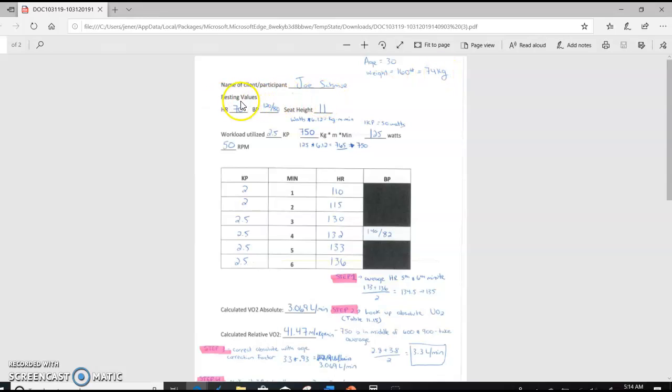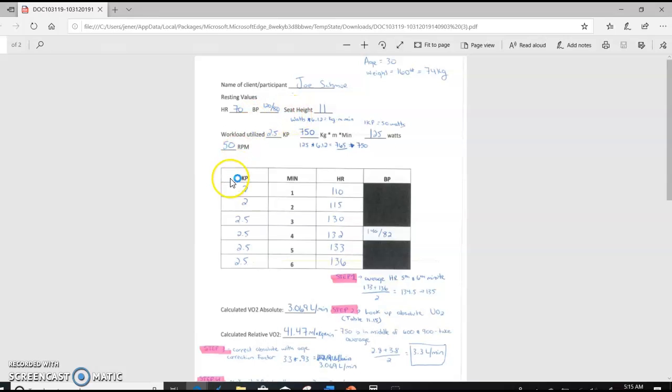We took his resting values while he was sitting on the bike without pedaling. His heart rate was 70. His blood pressure was 120/80, and the seat height, which you can see looking at Joe from the front of the bike, is 11.